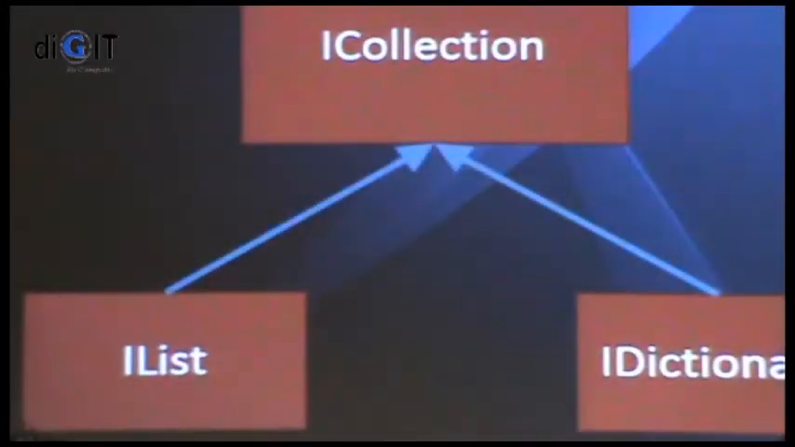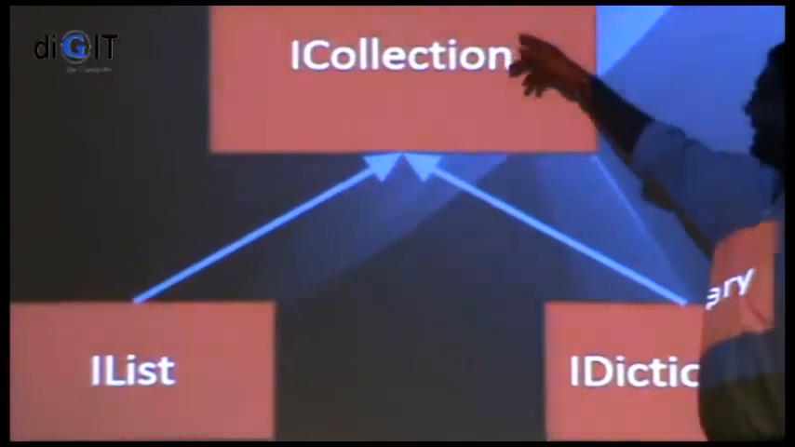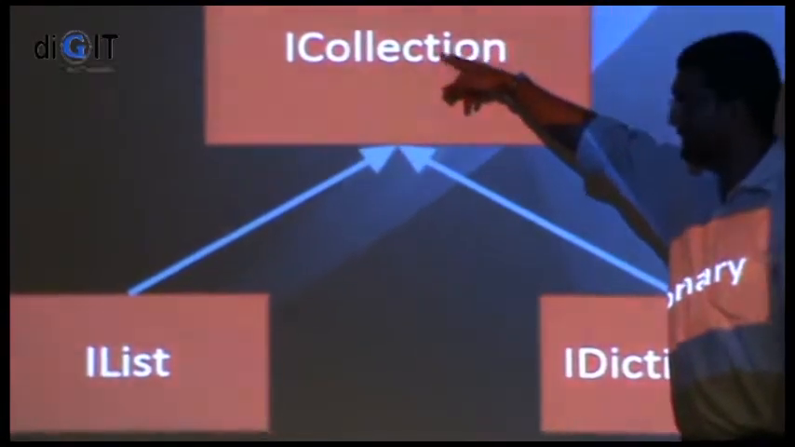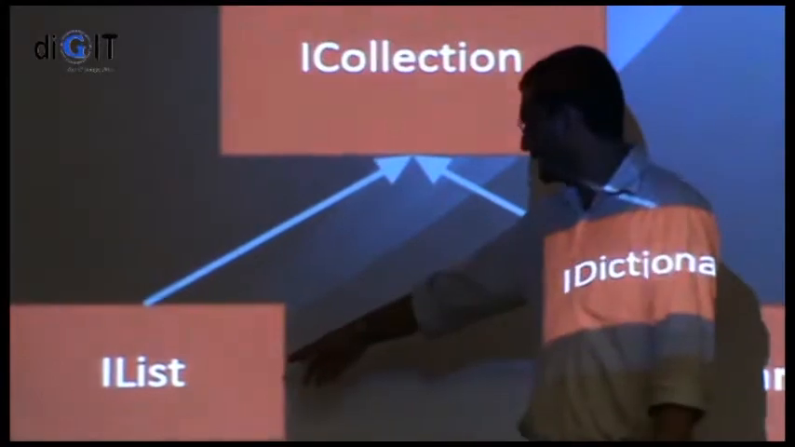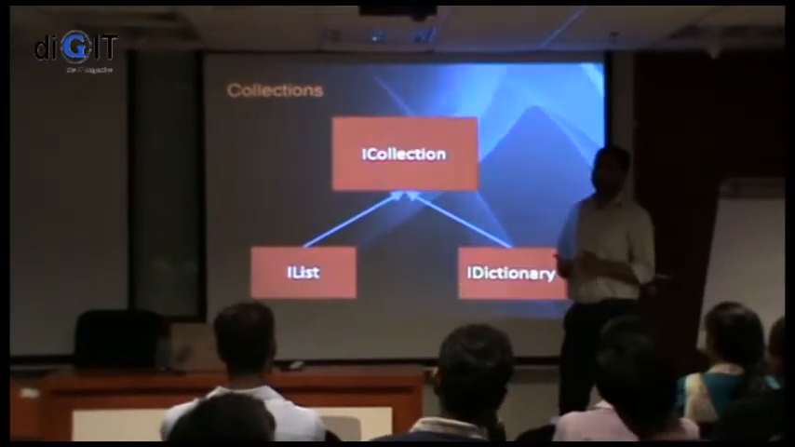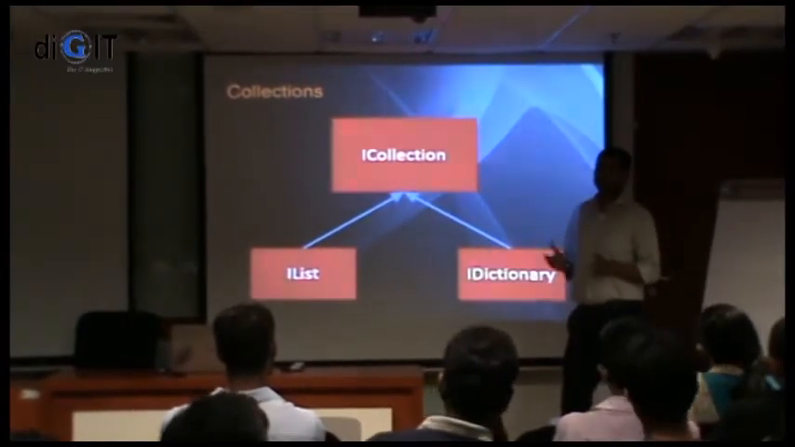So all the collections that we are using in the .NET framework are either directly or indirectly deriving from or implementing this interface, which is ICollection. And there are 2 other main collection interfaces, IList and IDictionary. Okay, if you talk about collections, there are 2 types mainly, right?